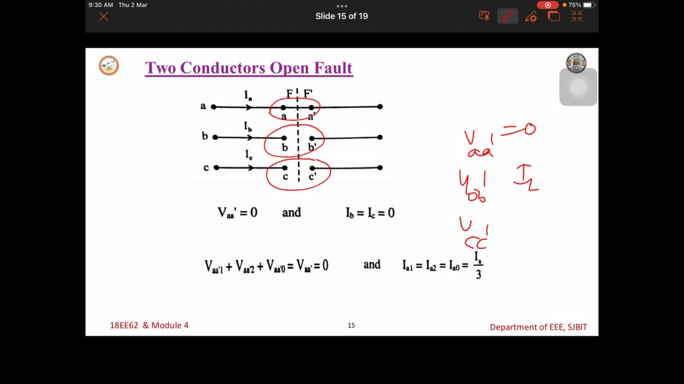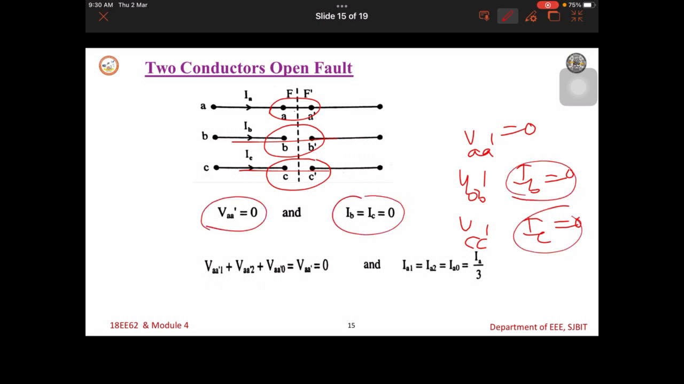Here IB is 0 because it is open, and here IC value will be 0. These are the terminal conditions: IB and IC are zeros and VA dash is 0. So for the symmetrical components of voltages, if you consider VA dash, the symmetrical components are what? That is positive sequence, negative sequence and zero sequence. The sum will be equal to 0 because VA dash is 0.